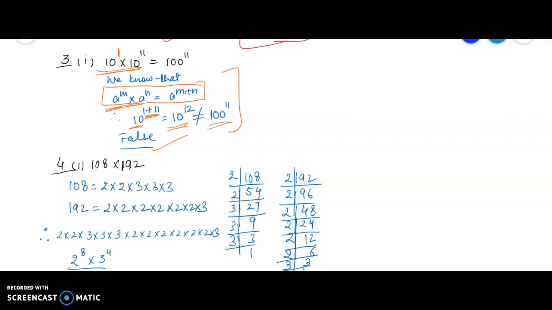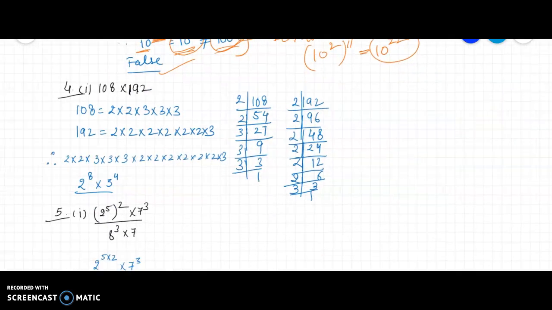Now for this, by the way, here you can change it to the base 10 also, because you know that 10 into 10 is 100. So you know that 10 raised to the power 2 is 100, and you can write it like this also, then it will become 10 raised to the power 22. You can see that here it is 10 raised to the power 12, and here it is 10 raised to the power 22. So yes, it is false.